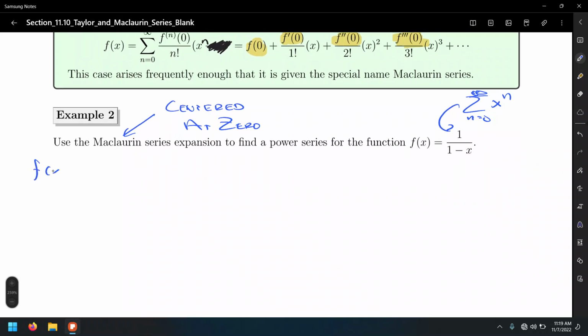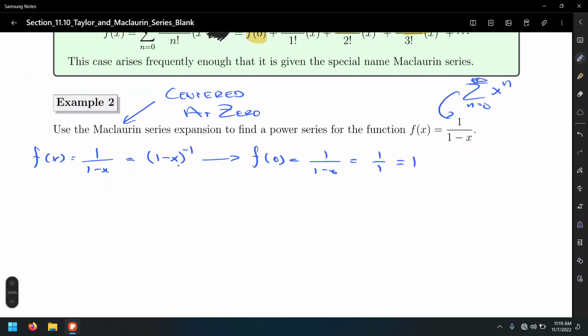So f of x, that's 1 over 1 minus x, which is the same as saying (1 minus x) to the negative 1. And I need this version so we can take the derivative. You'll see. So let's evaluate the function at 0. That's 1 over 1 minus 0. That's 1 over 1, which is 1. Let's take the derivative from this version.